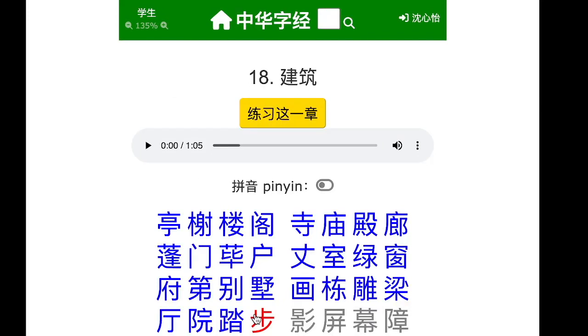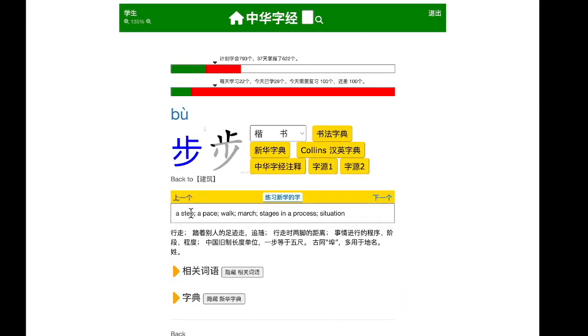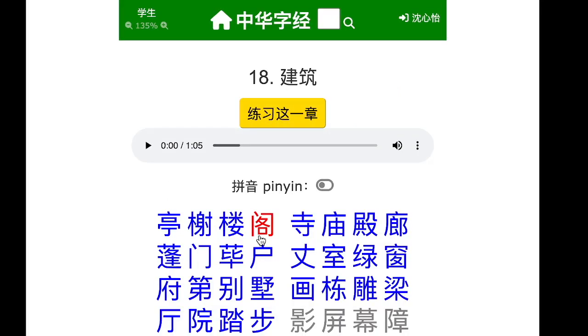Here, 踏步, or 步. 步 means a step or a pace. I mean walk, march. It's also used to refer to stages in a process or a situation. So then when you put together 踏 and 步, 踏步 refers to set foot or stride upon. So 庭院踏步 is kind of strolling around the halls and the courtyards.